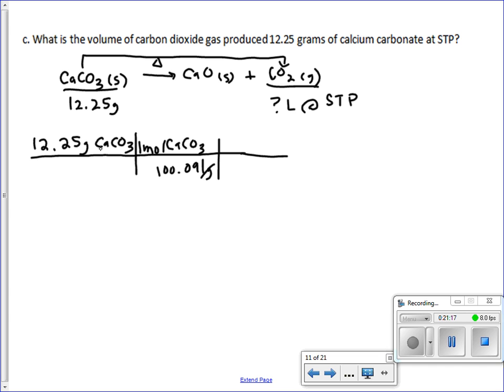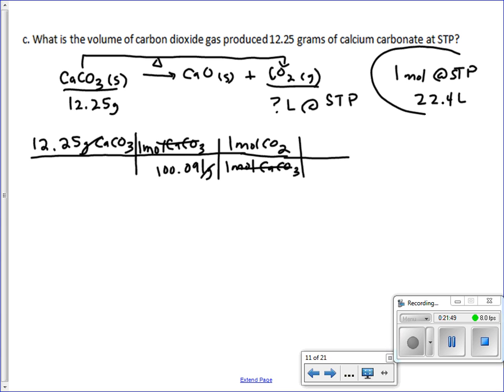Okay, grams on top, cancel out grams on bottom. Now we're in moles of calcium carbonate. We can compare to moles of carbon dioxide now. So 1 mole of calcium carbonate produces 1 mole of CO2. Moles of calcium carbonate cancel out. Now we're in moles of CO2. Lastly, we want to get to liters of CO2 at STP. And so perhaps you remember that 1 mole of any gas at STP always equals 22.4 liters. That's part of Avogadro's law. So 1 mole of CO2 is 22.4 liters.